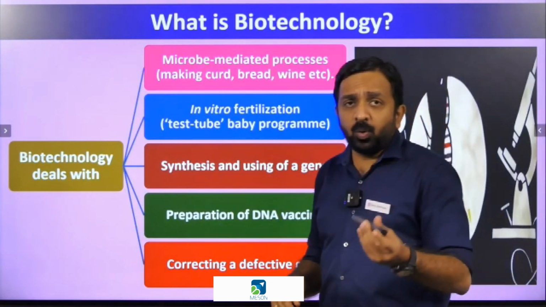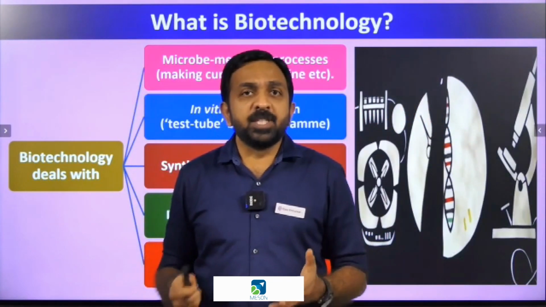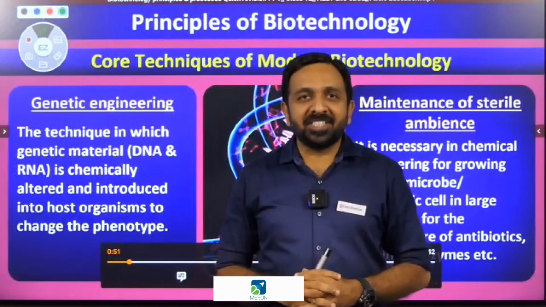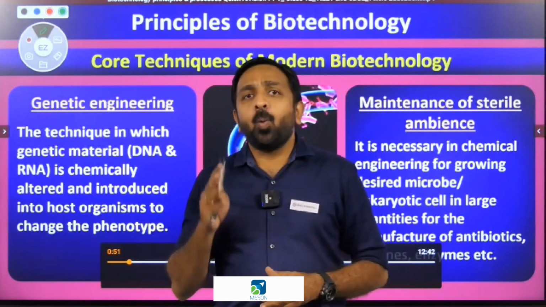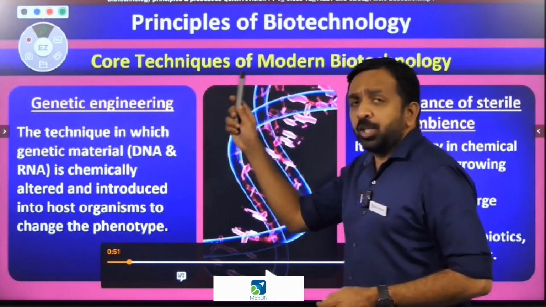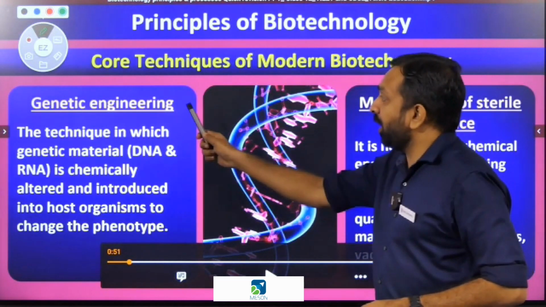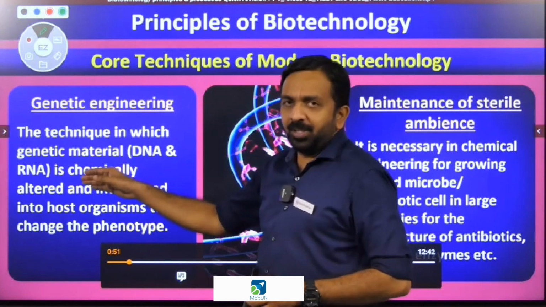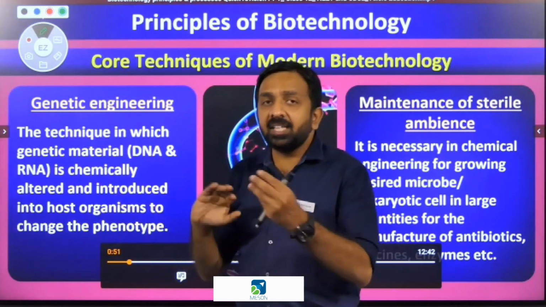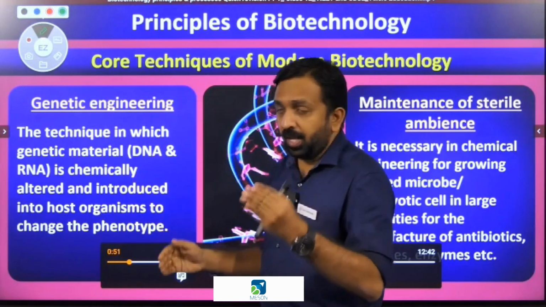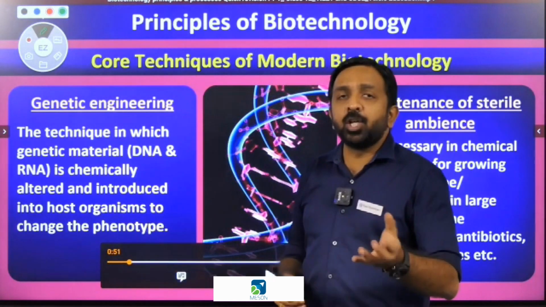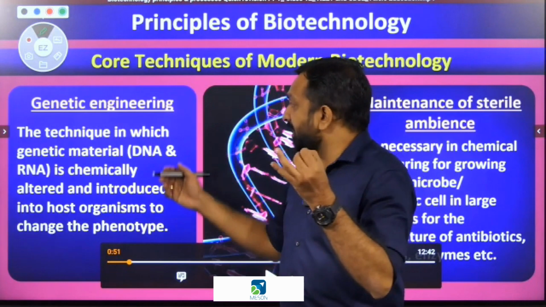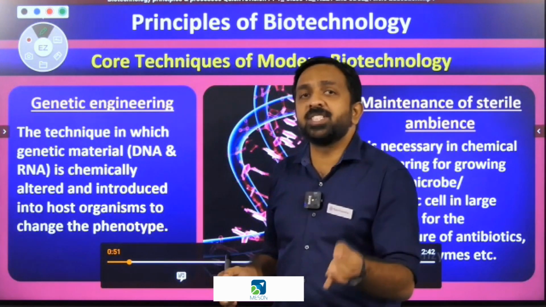Now, as you know, in every field there will be principles, right? So in biotechnology, what are the principles that govern it? Let's see that. There are two principles that are involved in biotechnological processes. One is genetic engineering. What is genetic engineering? The technique in which the genetic material, either DNA or RNA, in an organism is chemically altered and introduced into the host, thereby changing its phenotype. We take a DNA, we change its chemical nature and we introduce it in a host, thereby changing its phenotype.